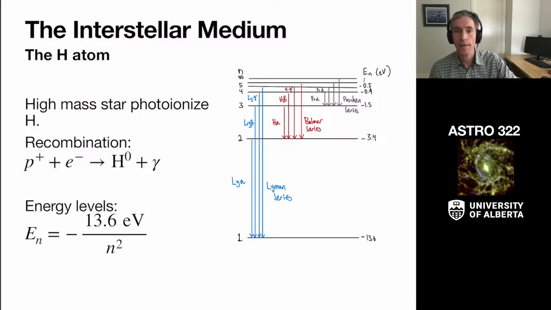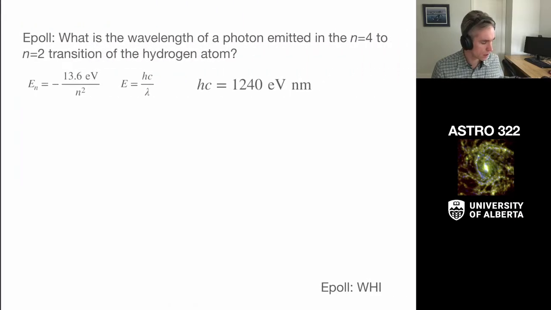Well, in that case, let's not do that. I've got questions for you. Which is, what is the wavelength of a photon that's emitted in the n equals 4 to n equals 2 transition of the hydrogen atom?